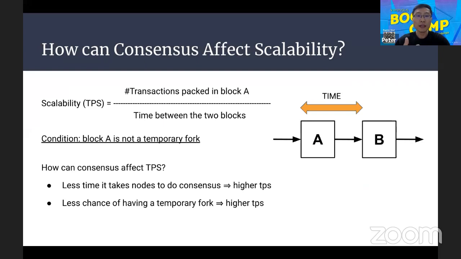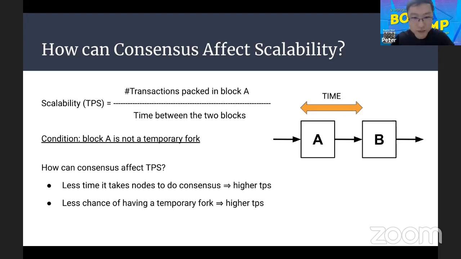Now, if it takes less time for the blockchain nodes to do the consensus process, that means blockchain nodes have more time to do other things. So it's very likely that the blockchain nodes will have longer time to transmit block data, which means the block, in this case block A, can be larger because you have more time to propagate it across the network. And since it becomes larger, we can pack more transactions in that block, which will result in higher TPS.